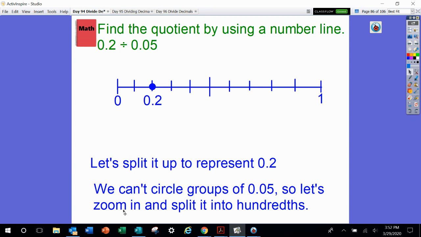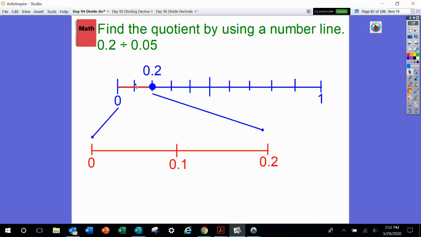No, so let's zoom in and split this amount up into hundredths. Well, how many hundredths did we say would be in each tenth? 10 hundredths would be in each tenth. So I'm going to take these 2/10. Here's my 0. I'm going to zoom in. Here's my 2/10. Here's my 1/10.